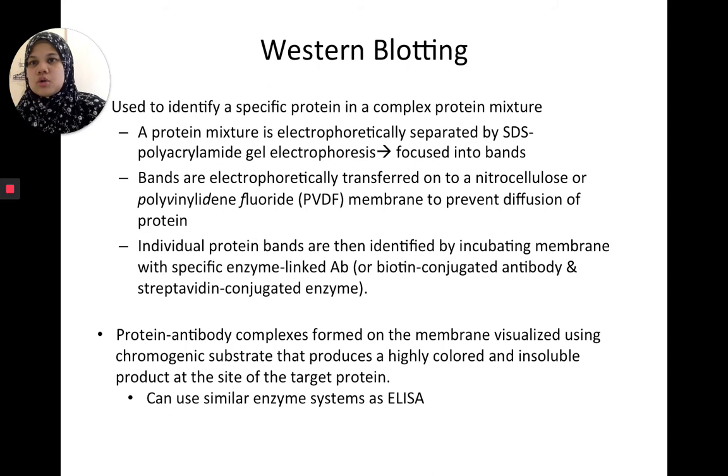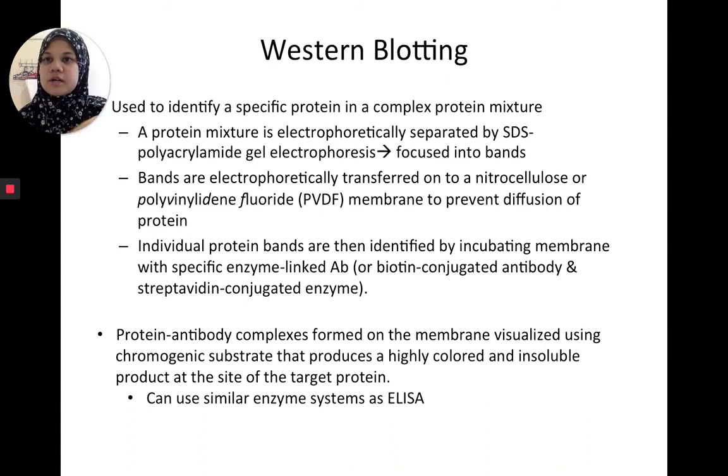Alright, so that's ELISAs and lateral flows. So now we go into another method called Western blot. So Western blots are useful when you want to identify a protein in a complex protein mixture. So just now we're thinking about specific proteins or analytes that we're trying to detect. Is it present? Is it not? How much is it there?